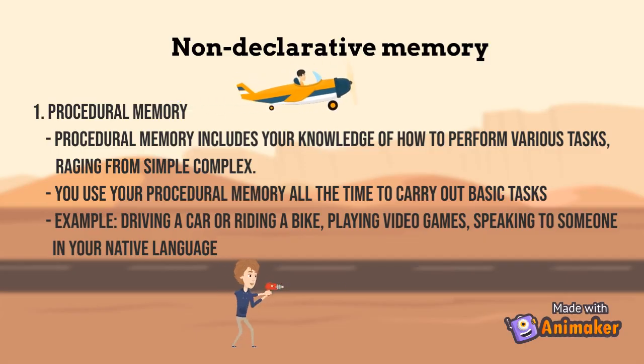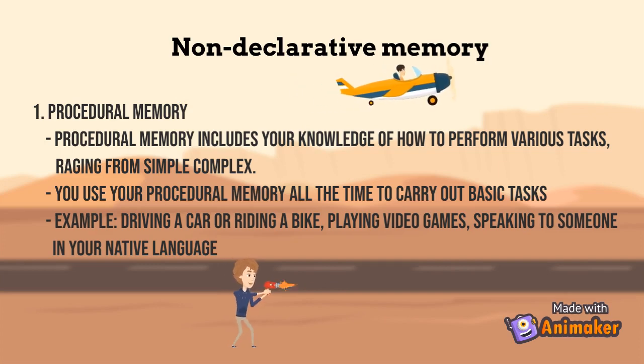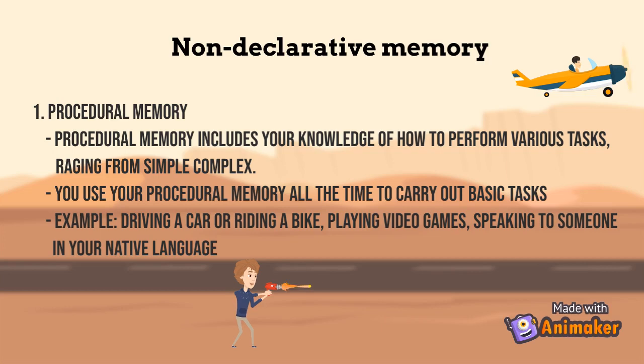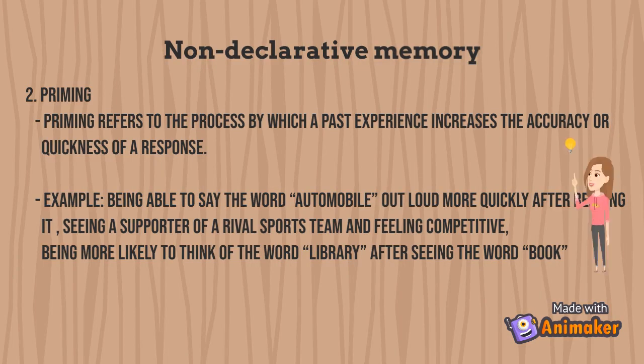Procedural memory includes your knowledge of how to perform various tasks, ranging from simple to complex. You use your procedural memory all the time to carry out basic tasks. Some examples of procedural memory include driving a car or riding a bike, playing a video game, speaking to someone in your native language.